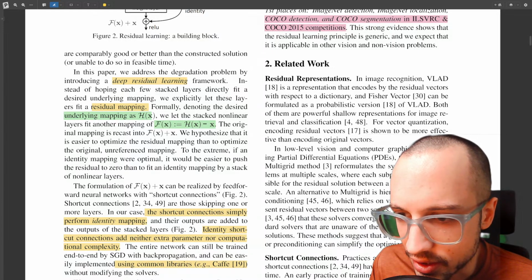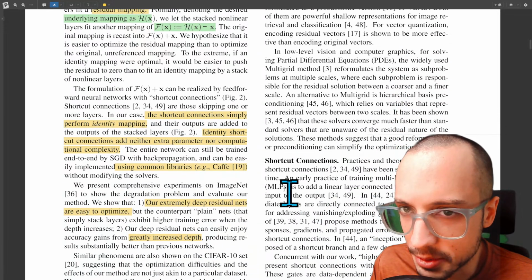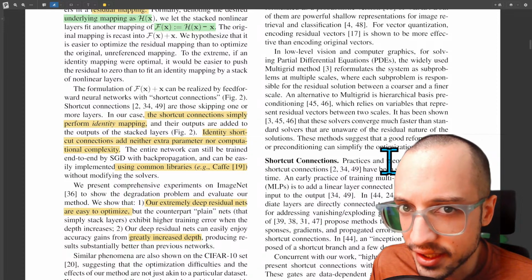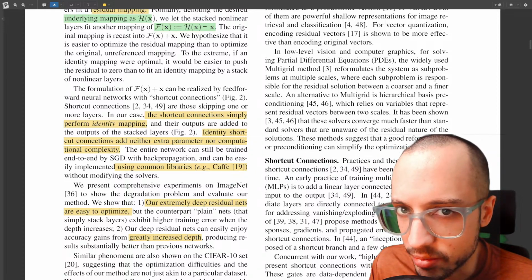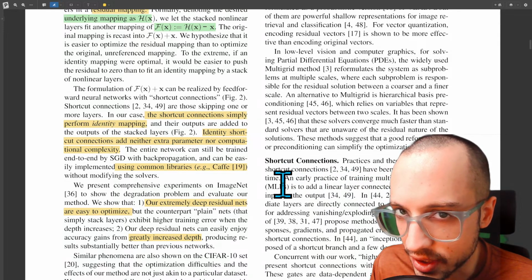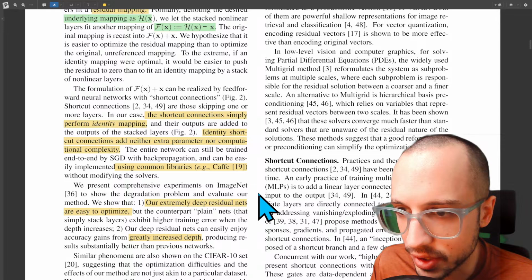These methods suggest that a good reformulation or preconditioning can simplify the optimization. Practices and theories that lead to shortcut connections have been studied for a long time. An early practice of training multi-layer perceptrons is to add a linear layer connected from the network input to the output.